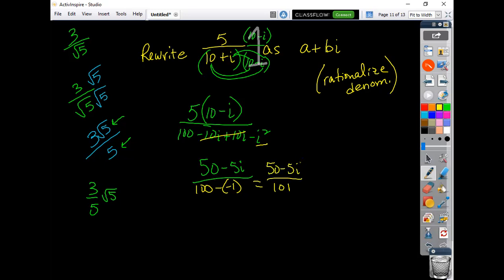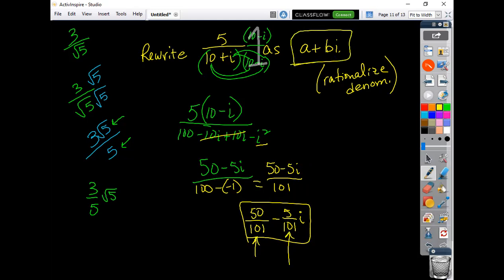And the last thing they'll usually do, so normally we get a common denominator to put these together. Well, in this case, it's like you're going to take it apart. Just go the opposite direction. So the 50 over 101 minus the 5 over 101 times the i like that. So there is my a, there is my b, when they were asking to write it in the form a plus bi. a would be the 50 over 101, b would be the negative 5 over 101. That's called rationalizing the denominator or writing it in that complex number a plus bi form.